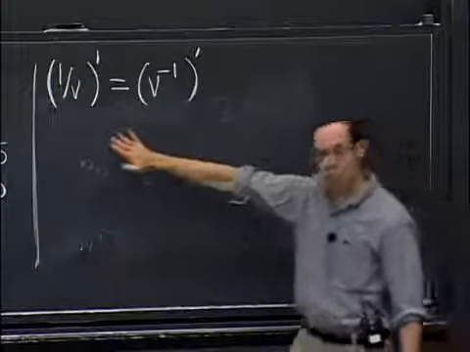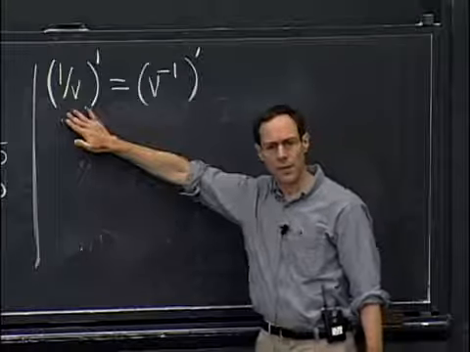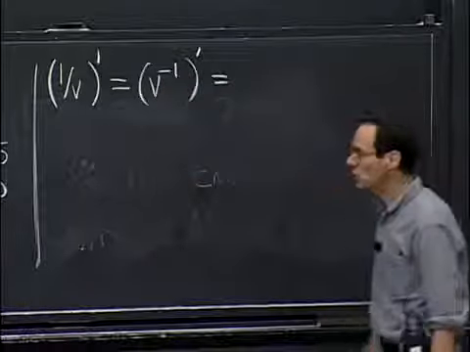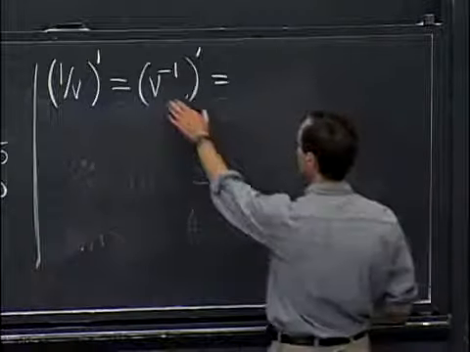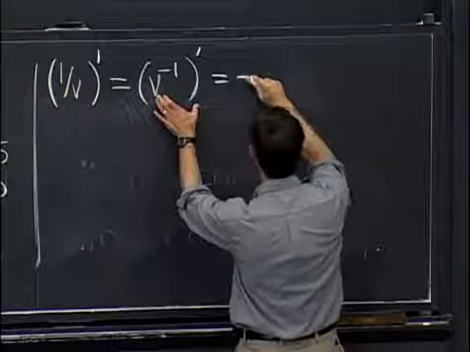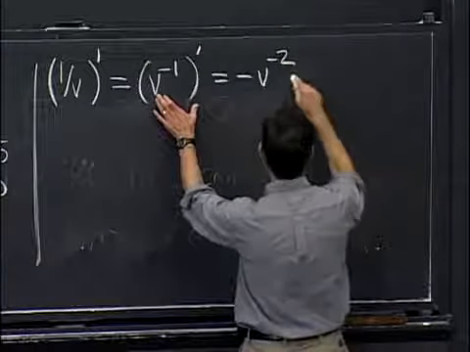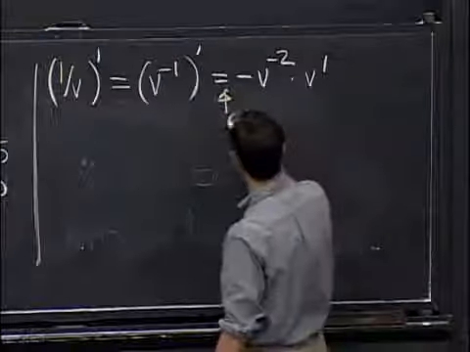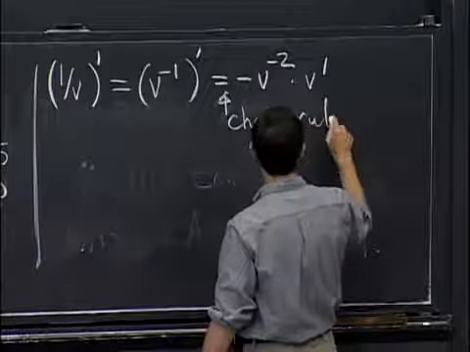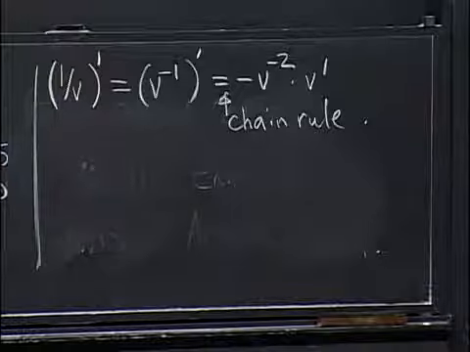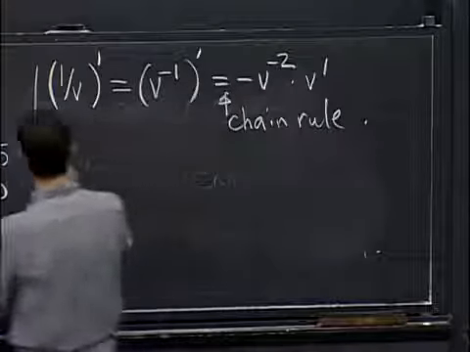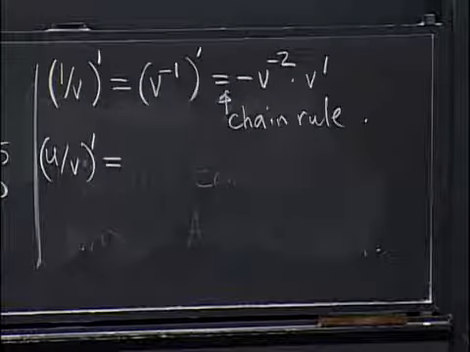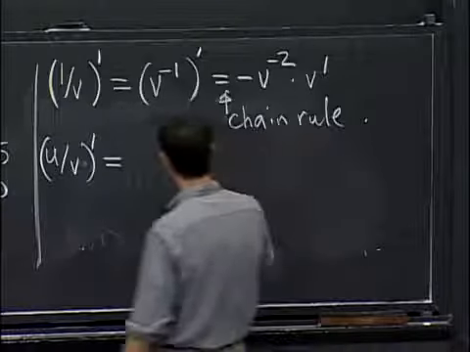And now instead of using the quotient rule, which we could have used, we can use the chain rule here with the function, the power minus 1, which works by the power law. So what is this equal to? This is equal to minus v to the minus 2 times v prime. Okay, so here I've applied the chain rule rather than the quotient rule. And similarly, suppose I wanted to derive the full quotient rule. Well, now this may or may not be easier, but this is one way of remembering what's going on.